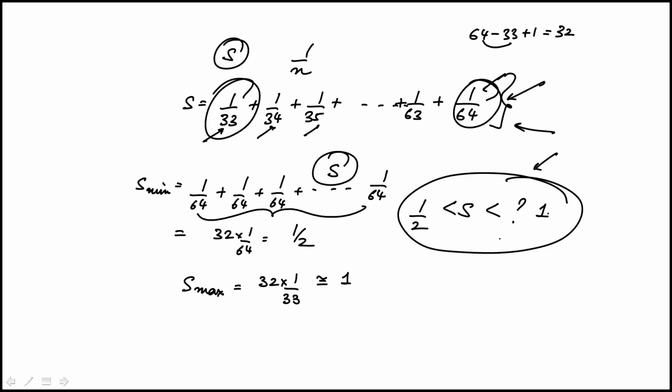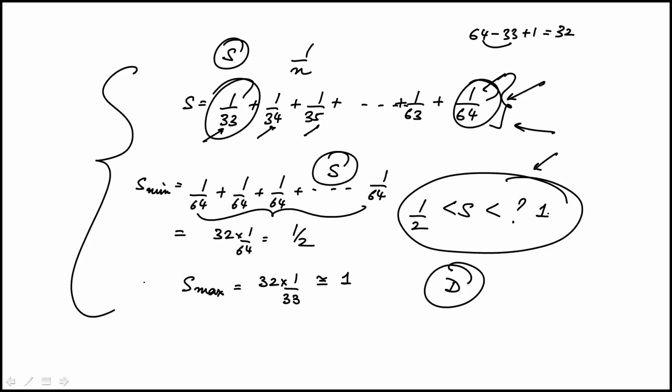And for sure, you want to look at the answer choices to see what the different choices are. So that means S has to be between half and 1. Answer is D. So my general comment was, this is how you want to deal with all of these questions.